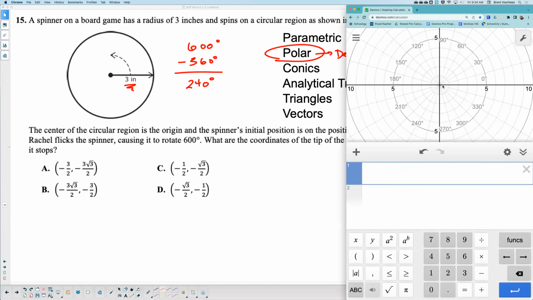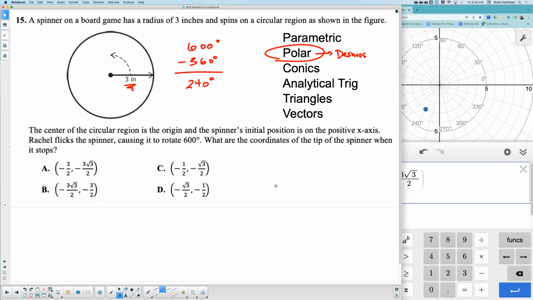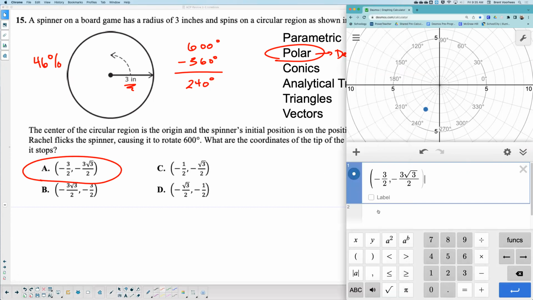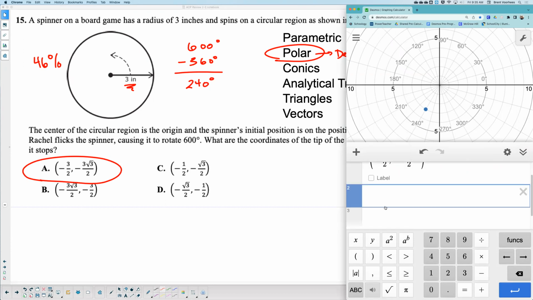So let's just start typing in the points. Let's try answer choice A. -3/2, comma, -3 square root of 3, all divided by 2. Now, does that look like a good spot? Looks like we might have found the answer already. Looks like it might be A. A looks pretty good. By the way, this question was correct only 46% of the time. By the way, we chose polar because it was a circle. So let's just check. That looks like it's third circle at 240. That looks pretty good. Let's check the other ones here.